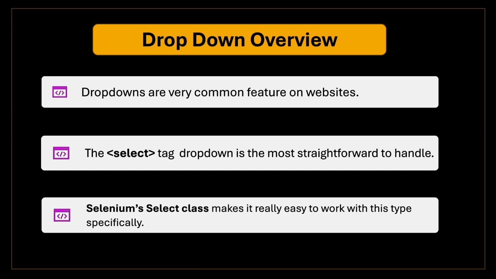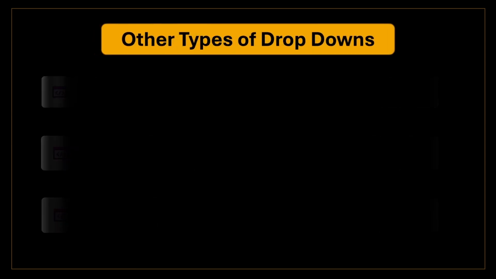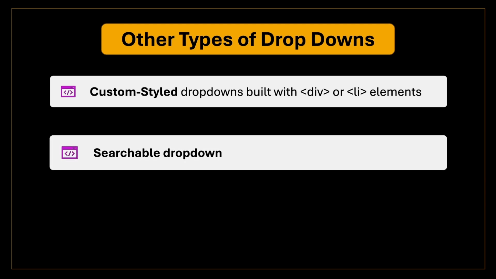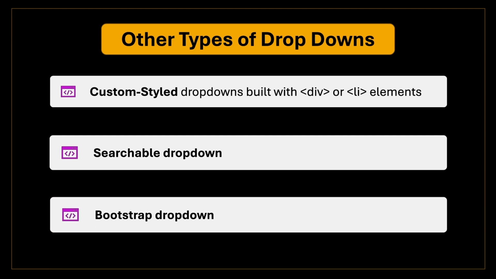However, not all dropdowns use select tag. For example, you'll often see custom style dropdowns built with div or li elements, especially on more modern sites. These are designed using CSS and JavaScript to look like dropdowns. Another type you'll encounter is searchable dropdowns, where you type to filter options and it shows only the relevant choices. And finally, there are dropdowns styled with libraries like Bootstrap or Select2, which add an extra layer of customization.